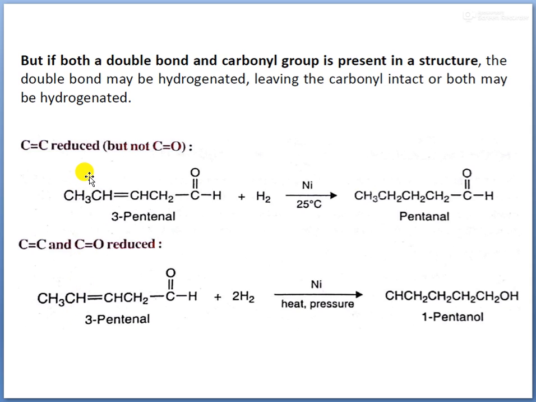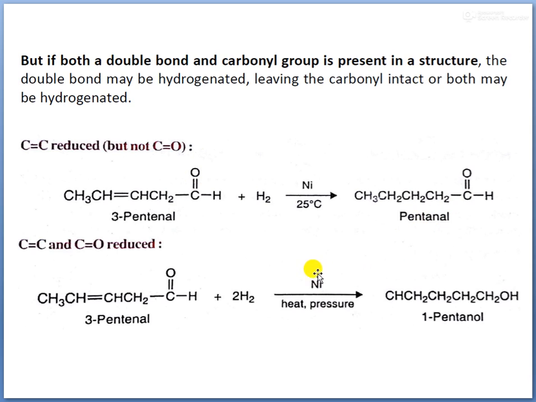If both a double bond and a carbonyl group are present in a structure, in this case the double bond may be hydrogenated leaving the carbonyl group intact, or both may be hydrogenated. So in the first reaction, this is a reaction of 3-pentenal, and if you are using a nickel catalyst at 25 degrees Celsius for hydrogenating, it will only hydrogenate the C=C double bond, whereas the aldehyde group will remain as such. So we get the product pentanal.